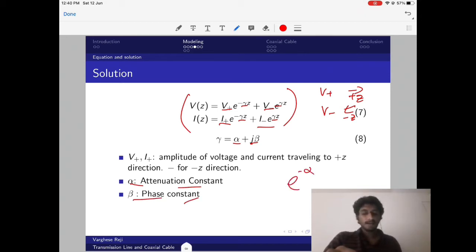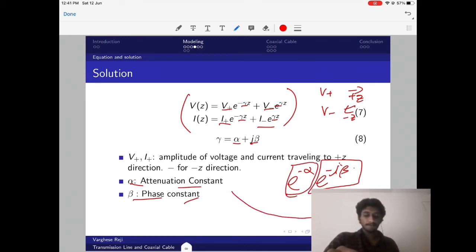You can see that when we write it like this, e raised to minus alpha z times e raised to minus j beta z, this will be an oscillatory term, and this will create a profile like this. That means the amplitude of the traveling signal is decreasing if we go in the positive Z direction. Similarly, in coming back, the amplitude is decreasing like this. That means when the wave is coming back, its amplitude is also decreasing. Sorry, our graph should be like this. So that stands for alpha.